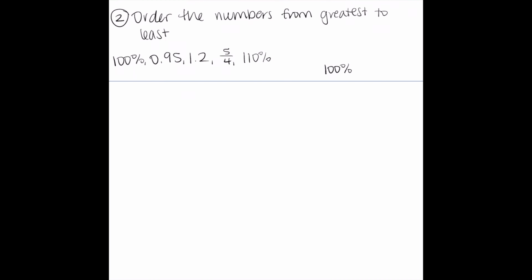For the 100%, let's convert that to a decimal first. 100% is the same as 100 over 100, right? Fraction over 100. 100 over 100 is the same thing top and bottom, so that will just give us 1. Then the next 2 are already decimals, so we'll leave those for now.